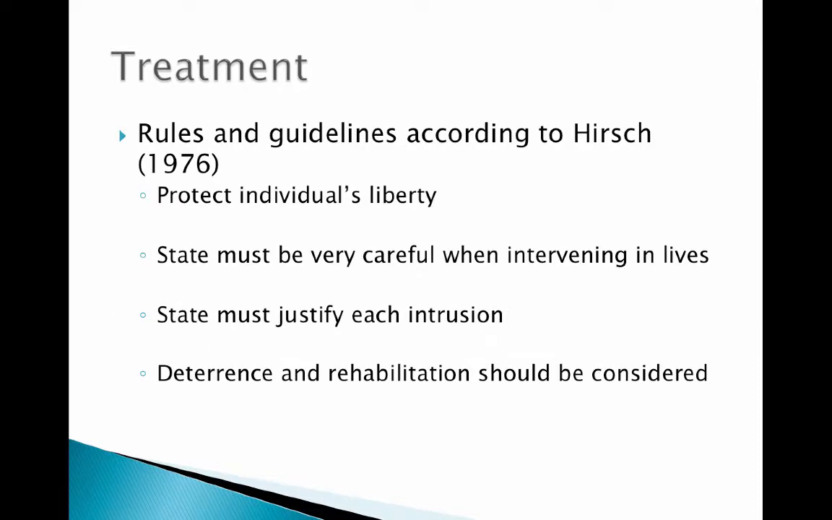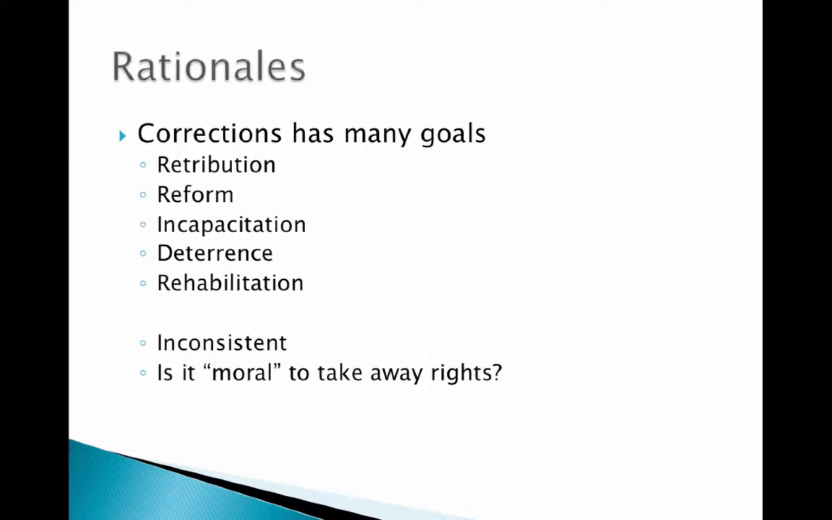Rules and guidelines according to Hirsch in 1976, in protection of people's individual liberties, should promote treatment, should state very carefully when intervening in lives, should state when it is justified to intrude in someone's life, and should clearly state deterrence and rehabilitation efforts that should be considered. There are several rationales for correctional punishments, and corrections has many goals: retribution, reform, incapacitation, deterrence, and rehabilitation.